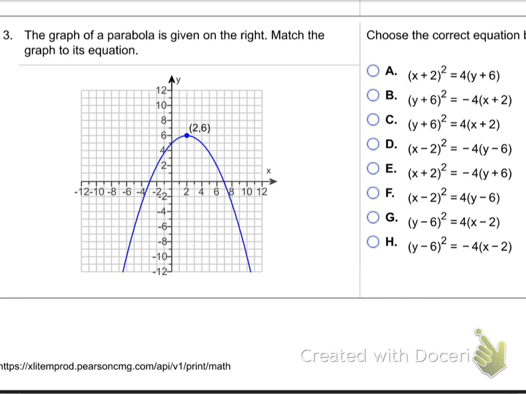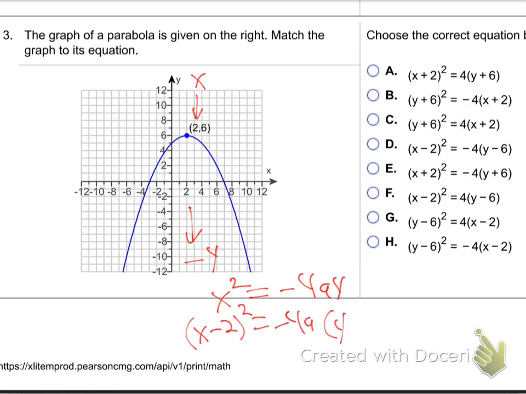Okay, so in the equation, first of all, which direction is it going? What direction? Down, that's negative y, so the right side's got to be minus 4ay, the other side's x squared. But it's not x squared, we got a 2 there for x, so it's going to be x minus 2 squared. The right side's got to be, what do you got? A 6 for y minus 6, huh? So minus 4 times y minus 6, is it d?